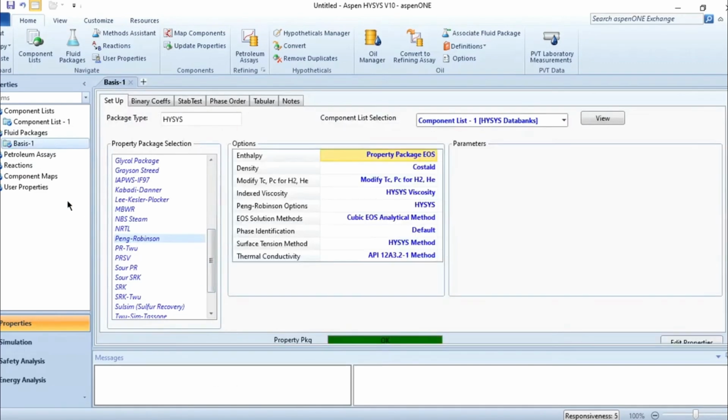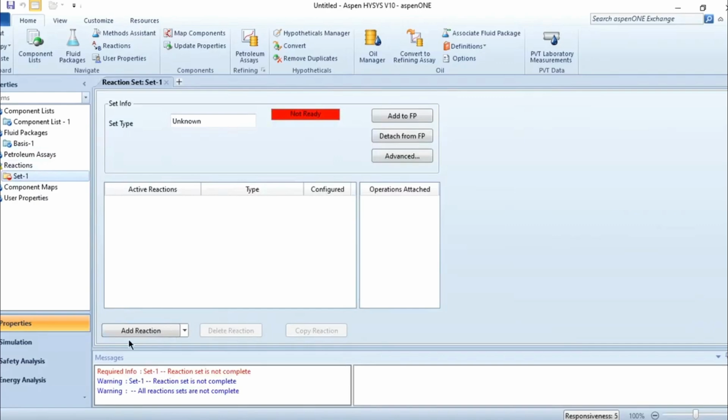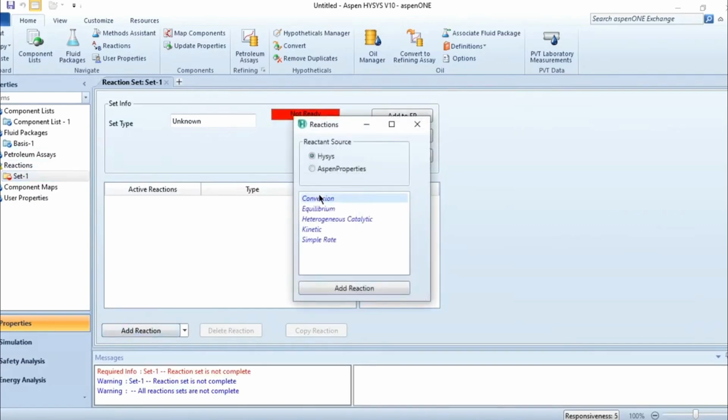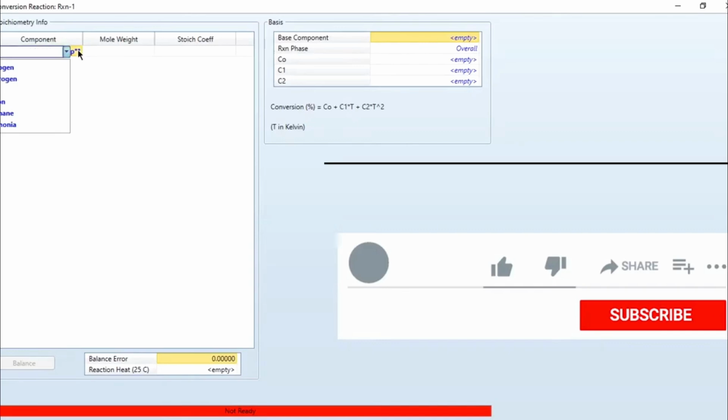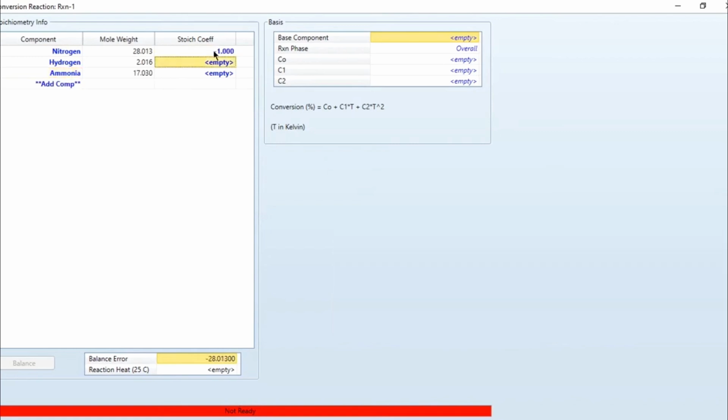As you know, this system involves reactions. Unlike Aspen Plus, in HYSYS you need to specify reactions in the properties environment, while in Aspen Plus you specify them in the simulation environment. So click reactions, and what type of reactor was involved? Conversion reactor. So we will add the conversion reaction: nitrogen, hydrogen, and ammonia. And we know the coefficients are -1, -3 for the reactants and positive 2 for the product. And you can see the balance error is 0.